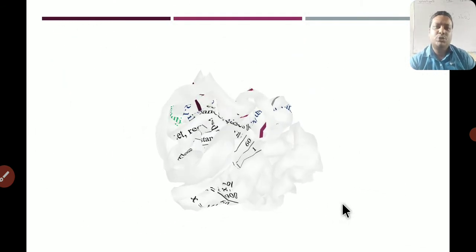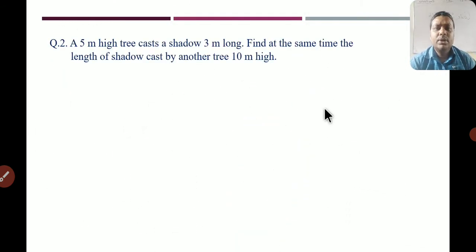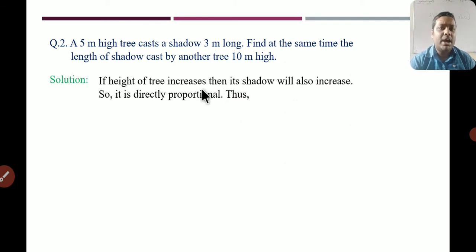Now, the next question, question number 2. A 5-meter high tree casts a shadow 3 meter long. It means there is a tree whose height is 5 meter and it is casting a shadow of 3 meter long. But at the same time, the sunlight falling on both the trees is the same. So what will be the length of the shadow if the height of the tree will be 10 meter? Clearly, if the height of the tree increases, its shadow will increase, because it is at the same time. So we can say that if the height of the tree increases, then its shadow will also increase. So it is also directly proportional.